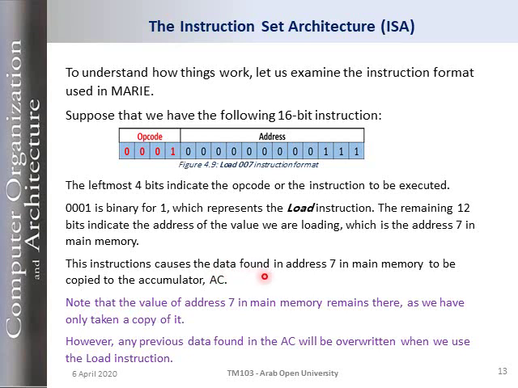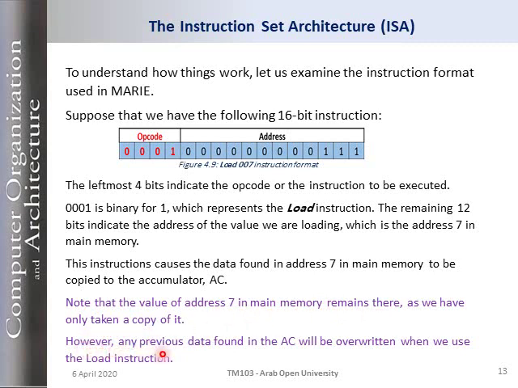This instruction caused the data found in address 7 in main memory to be copied into the accumulator register. Note that the value of address 7 in main memory remains there. If we take a copy of it, it means we're taking the data in memory address 7, we're just taking a copy of it. We're not removing it, so it will remain in the main memory.